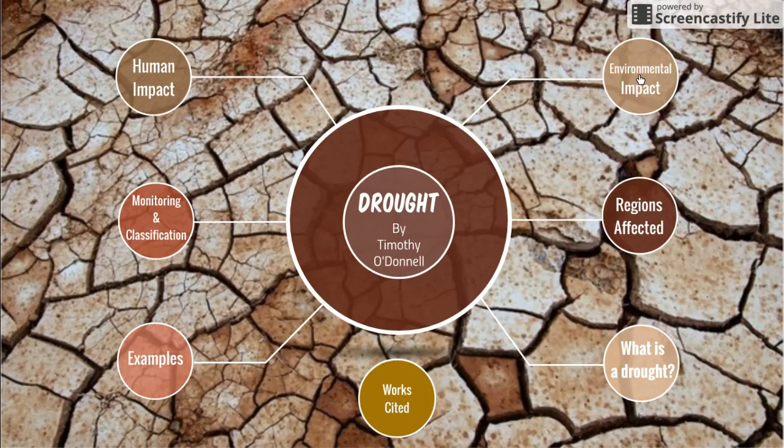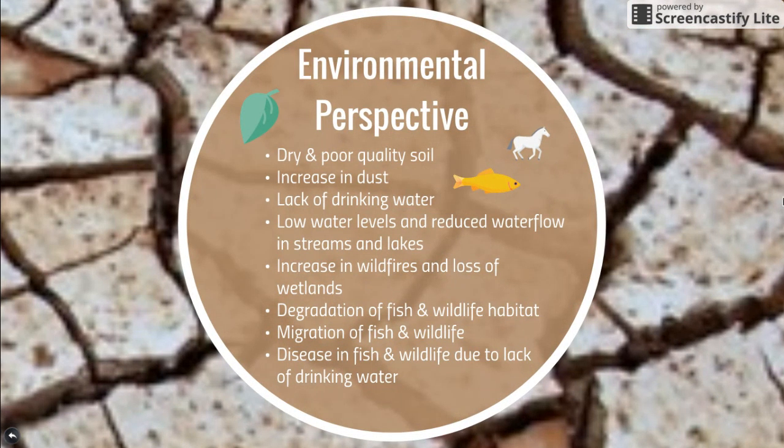Now let's take a look at the environmental impact. From an environmental perspective, drought causes dry and poor quality soil, which can affect agricultural yields, and an increase in dust, which also affects agricultural practices. It also causes a lack of drinking water, low water levels, and reduced water flow in streams and lakes, which affects sanitation and the population that depend on these areas.